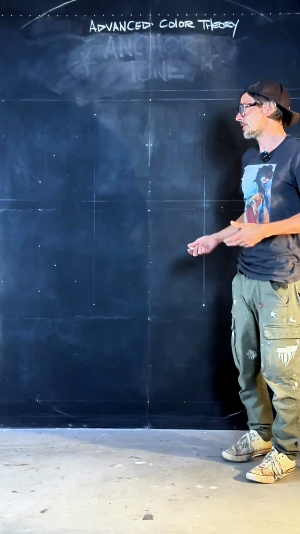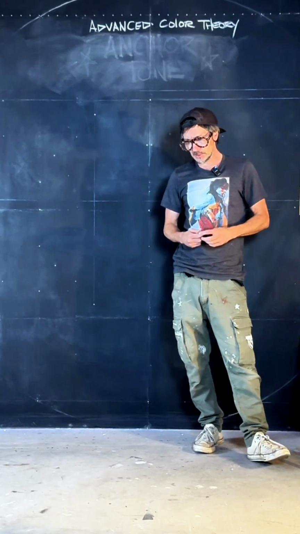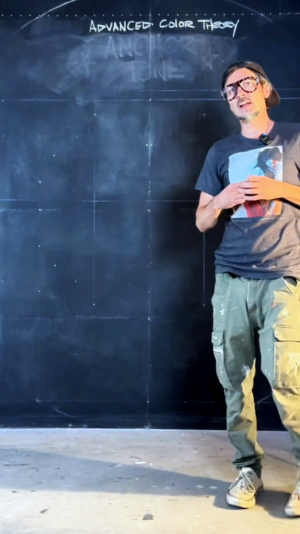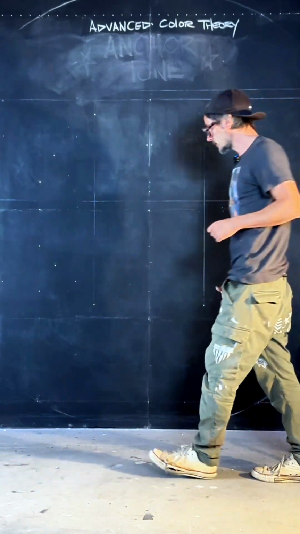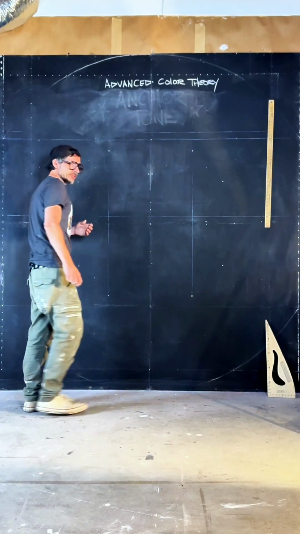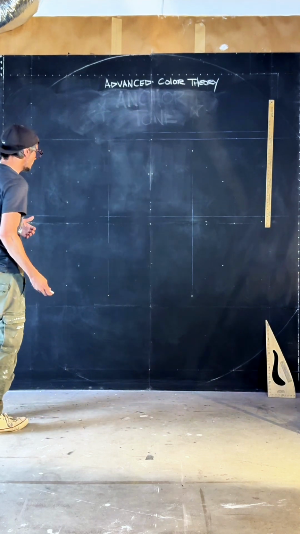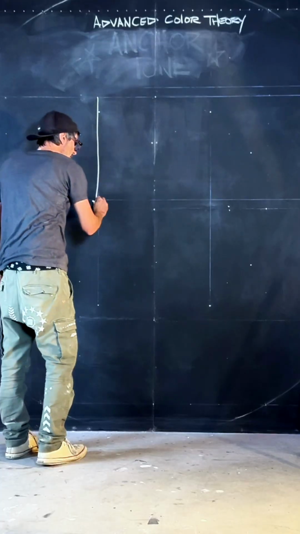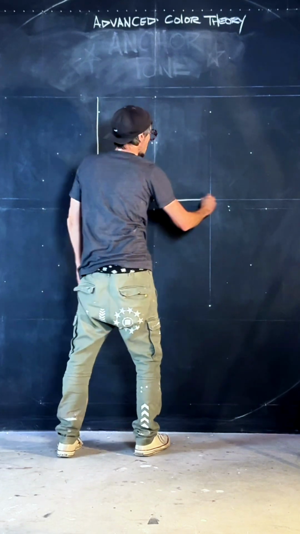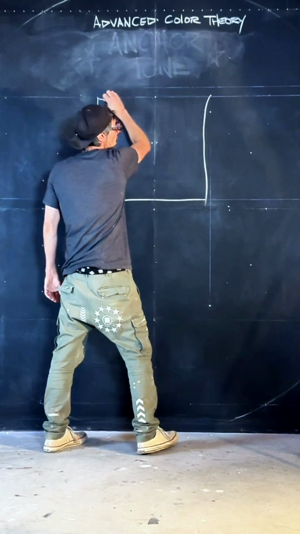If you want to be very clear about what color you're using, you can use this concept. It's called an anchor tone. Now, anchor tone is very simple. This is going to be a short lesson. What we do is basically have a larger area that is all one color, right?